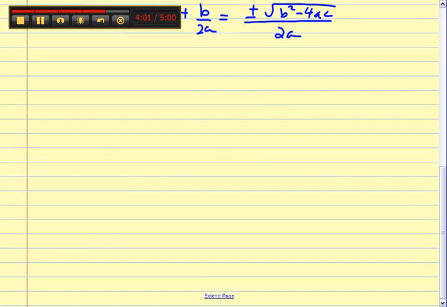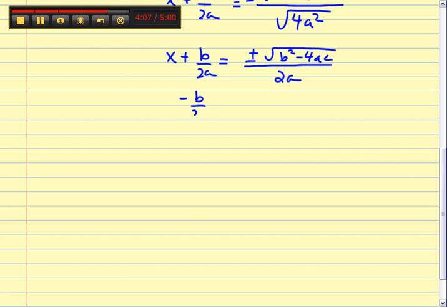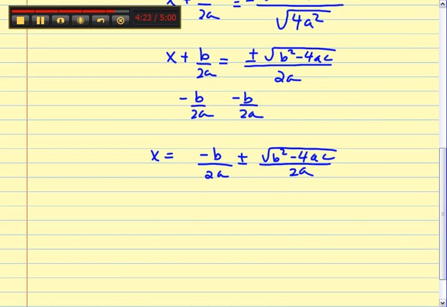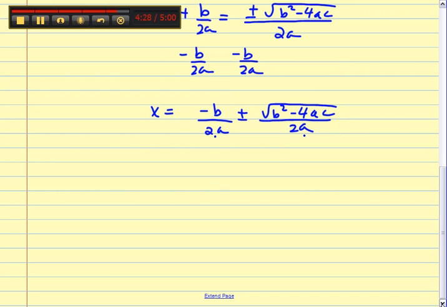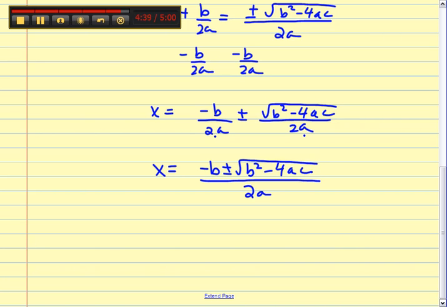Now we're beginning to see what's happening here. Okay? So I've got to subtract b over 2a from both sides. And I'm going to get x is equal to negative b over 2a plus or minus the square root of b squared minus 4ac all over 2a. And look, they have a common denominator already. Well, let's just make them one fraction then. x is equal to negative b plus or minus the square root of b squared minus 4ac all over 2a.